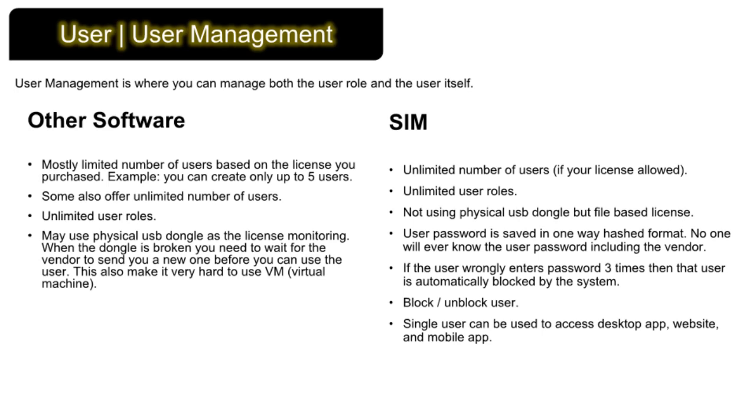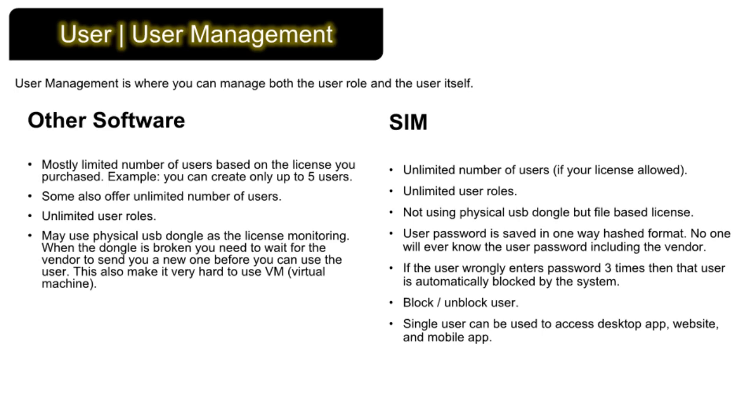Unless your license stated a limited number of users. But do not worry, that is not the default option. SIM also does not use a USB dongle to check license but is based on a license file. You just need to copy the license file in both the server and client computer. By the way, user password in SIM is saved in a hashed format. So it is non-reversible and secure.